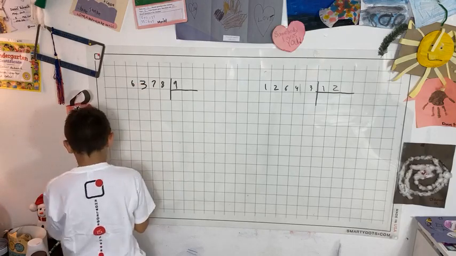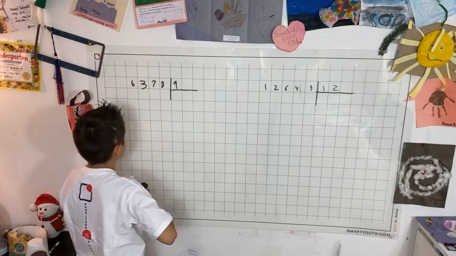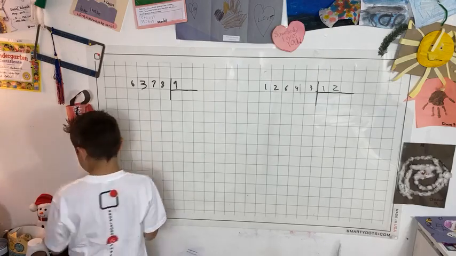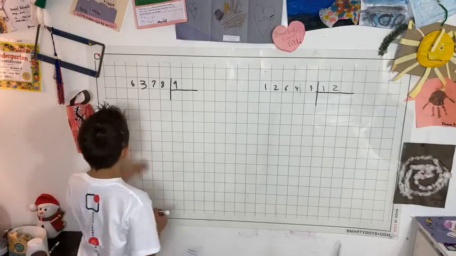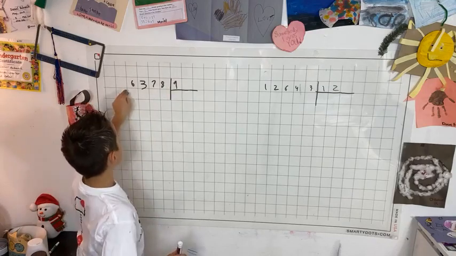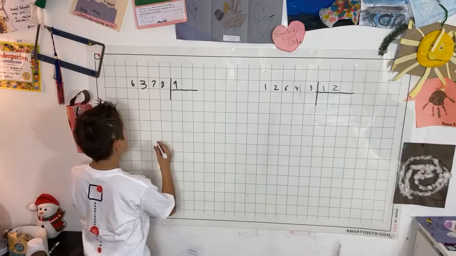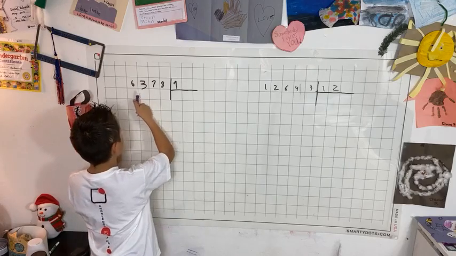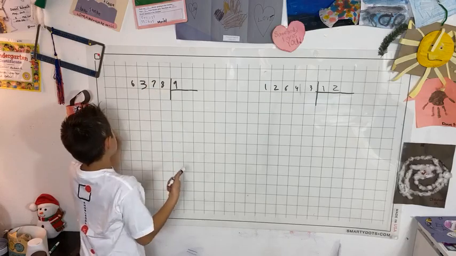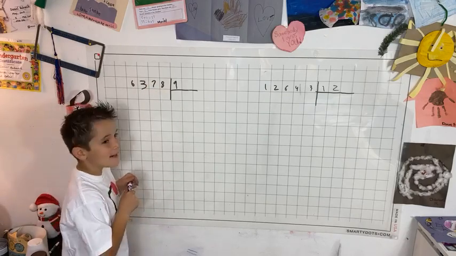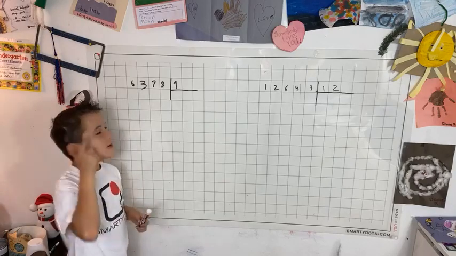All right. So 6,378 divided by 9. Can you fit a 9 in the 6? No. So we're going to work with 63, and then 63 divided by 9.